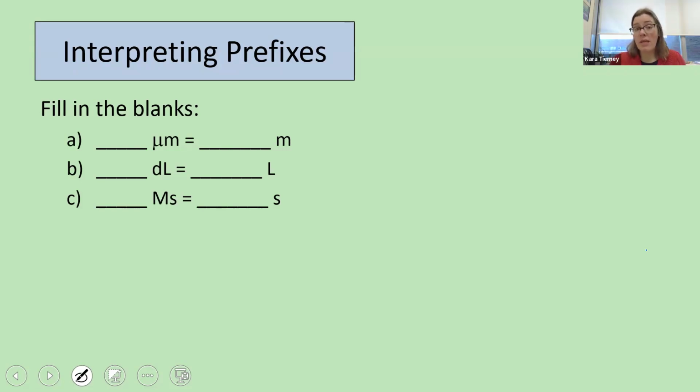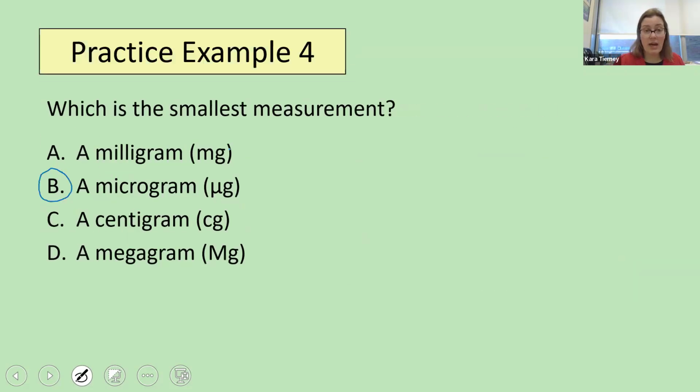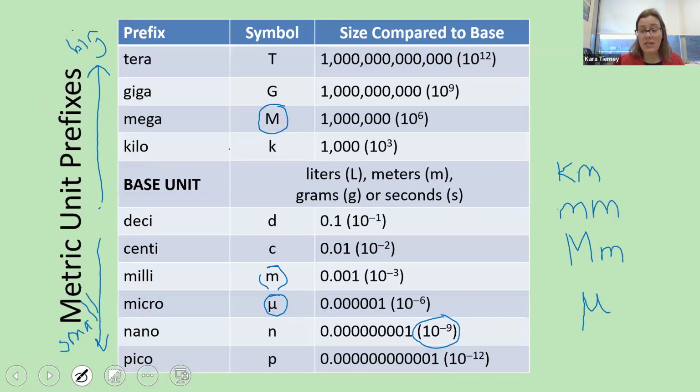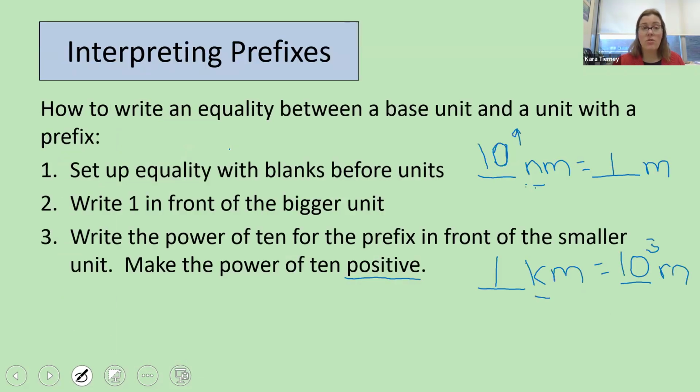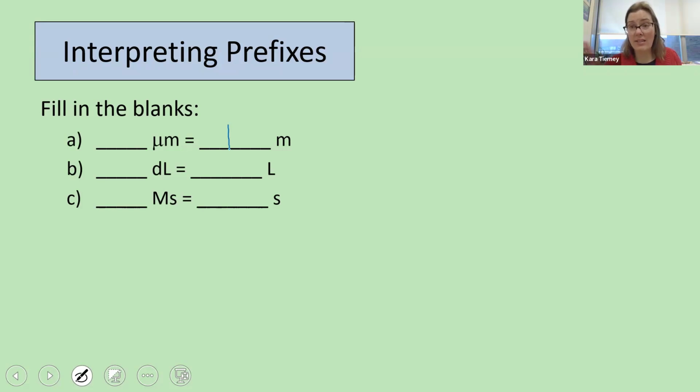A is micrometer and meter. Meter is bigger, so I put a 1 there. I look at the power of 10 for micro, and I see that, if I go back, micro is 10 to the negative 6. So I make that 10 to the positive 6 because I'm a positive person. 10 to the 6th.